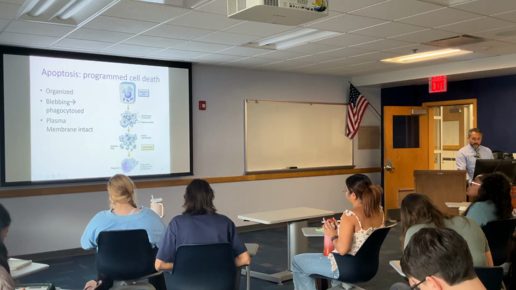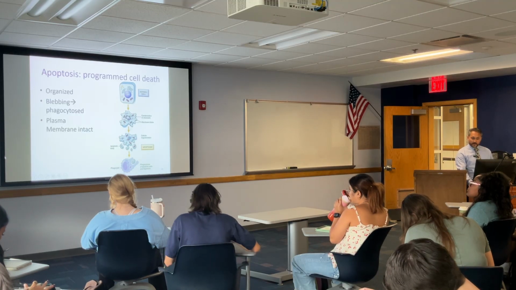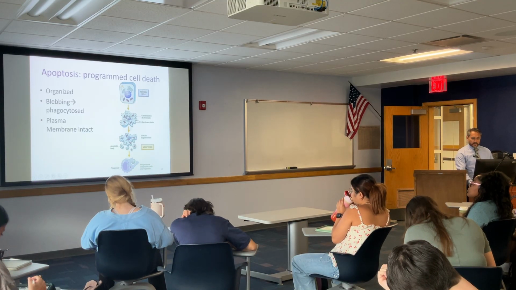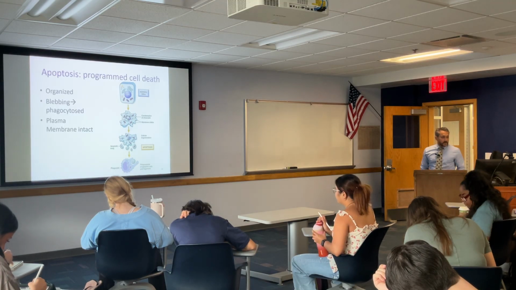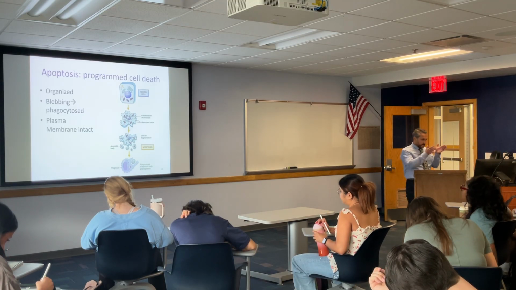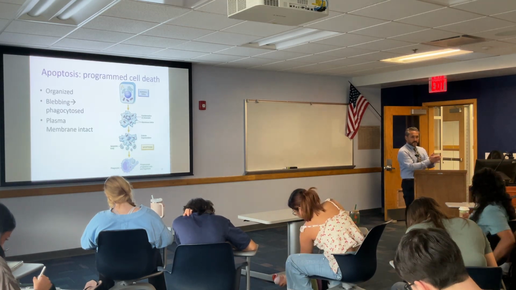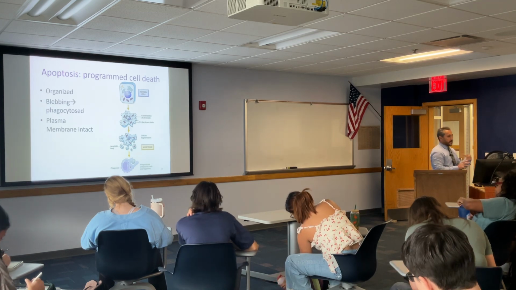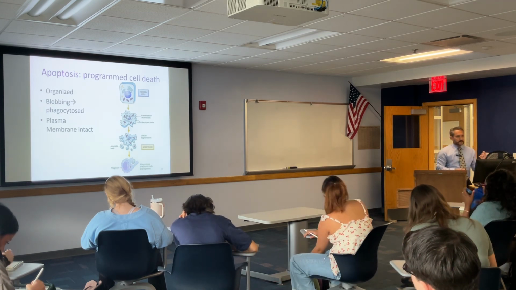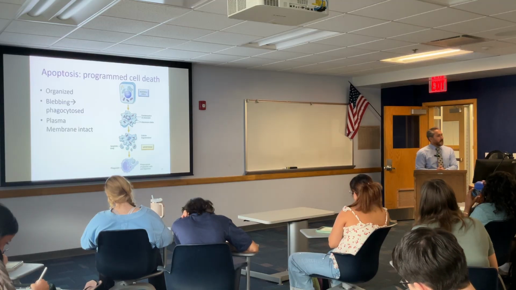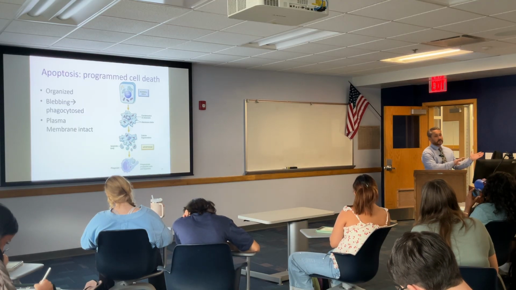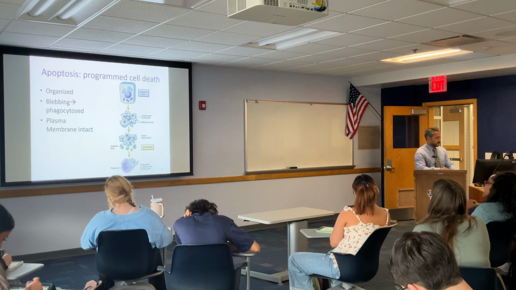So, examples of apoptosis that we've already talked about. We talked about the digits, the fingers and toes, undergoing apoptosis to have demarcated digits. We talked about the thymus, right? That's where T cells mature, and you have apoptotic signals to get rid of self-reactive T cells.